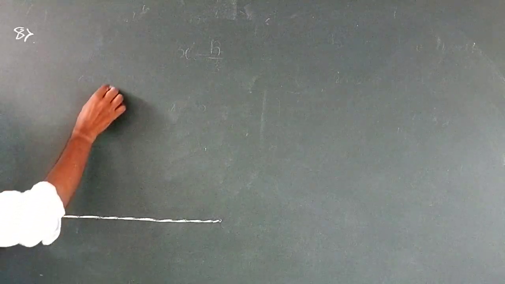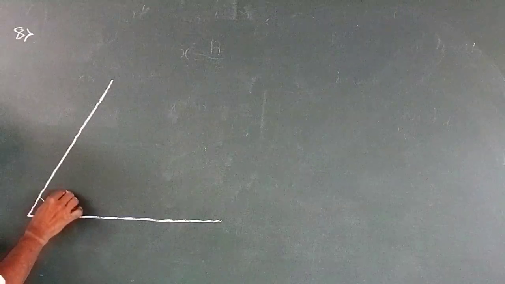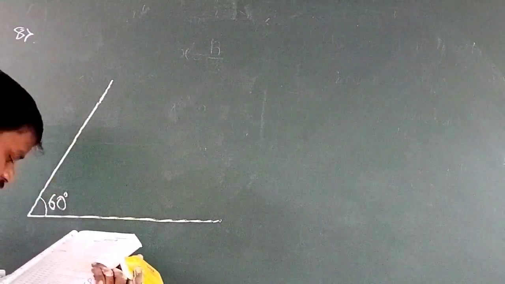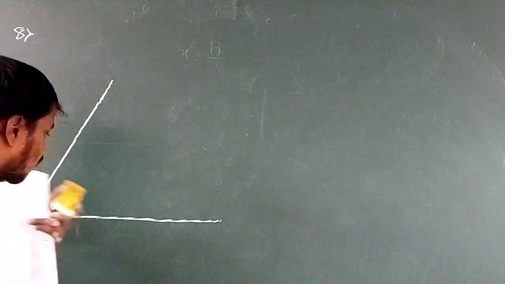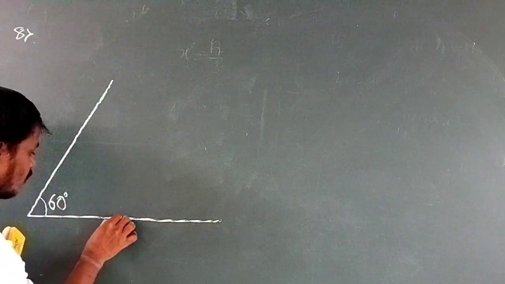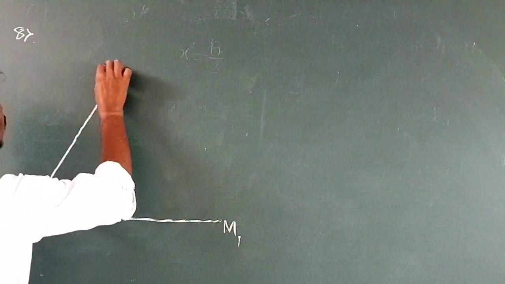Let us take a first mirror and a second mirror. Then what is the angle between these two mirrors? 60 degree. This angle is 60 degree. So a ray of light is incident at 50 degree on the middle of one of the two mirrors. This is the first mirror, I will call it M1, and this is M2.